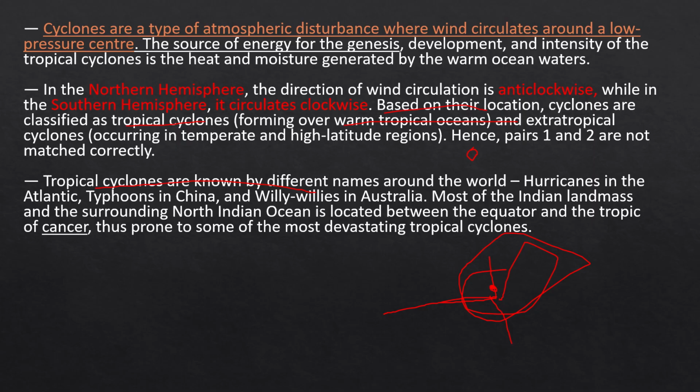And cyclones are known by different names in different regions around the world. That is, hurricane in the Atlantic, typhoons in China, willy-willies in Australia, and in the Indian Ocean region, this is known as cyclone. Most of the Indian landmass and surrounding North Indian Ocean is located between the equator and Tropic of Cancer and is prone to some of the most devastating tropical cyclones. Recently, a cyclone which struck the region of Tamil Nadu and Andhra Pradesh is Cyclone Montha.